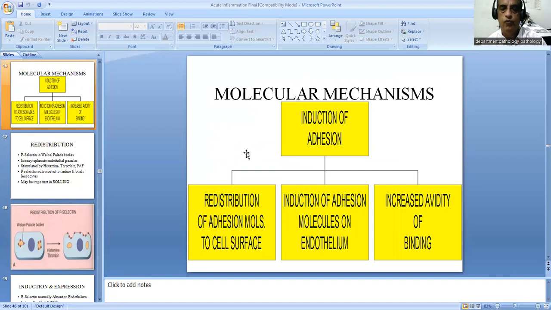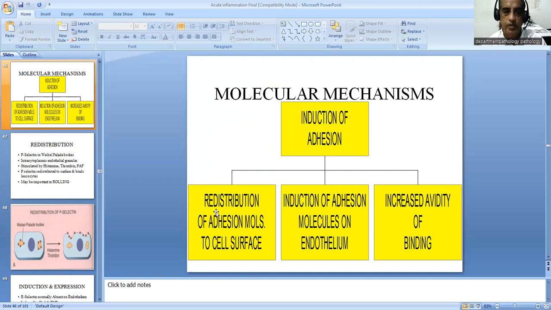Now, like we said, what happens to these molecules? Normally, they do not bind. Normally, they are not even seen. Normally, they have no action. So what happens during inflammation? How is the adhesion induced, how does it take place, how does it begin?